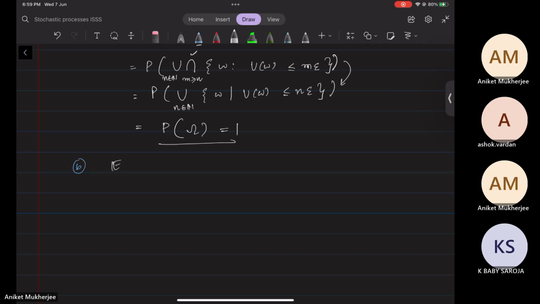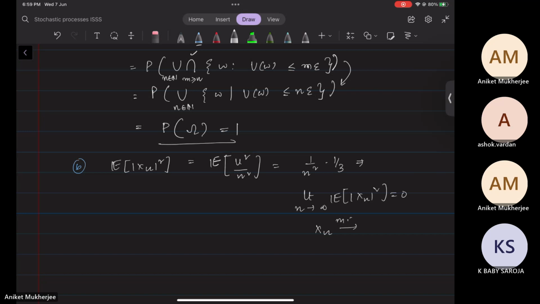So basically, you're trying to find the expectation of |Xn|², which is equal to the expectation of U² by n², which is equal to 1 by n² into 1 by 3, which implies the limit as n tends to infinity of expectation of Xn² equals 0. Therefore, Xn converges in mean square to 0. So mean square is the second mean convergence.